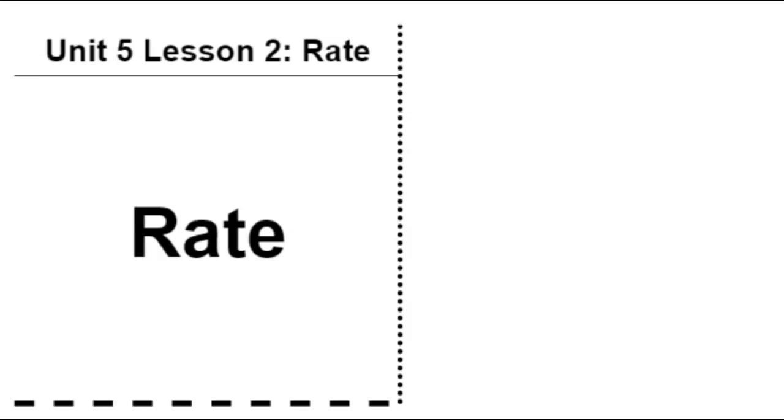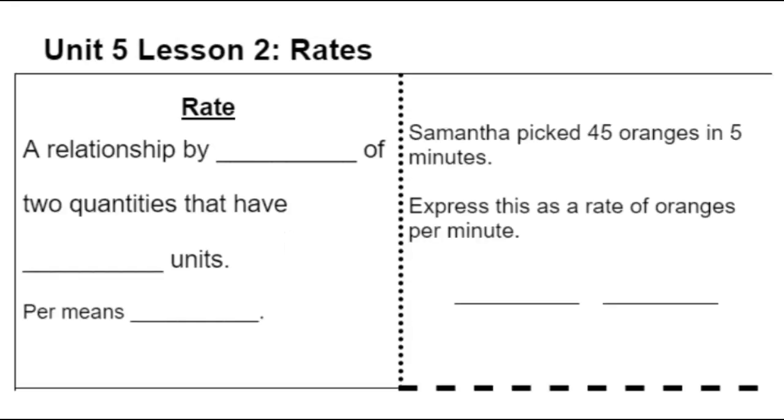Unit 5, Lesson 2, Rates. Section 1, Rate. A relationship by division of two quantities that have different units.